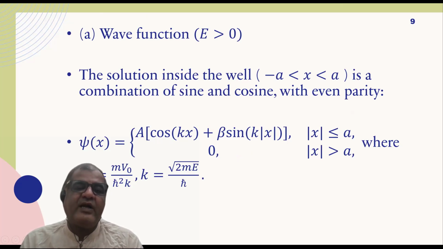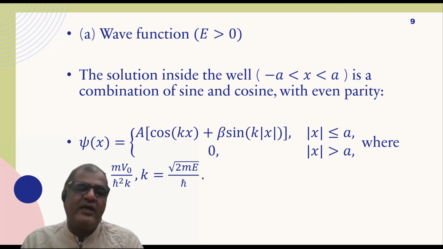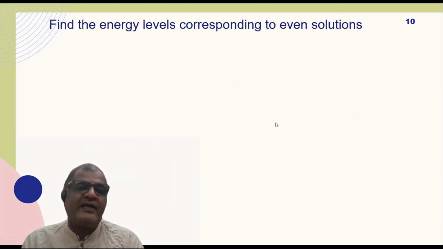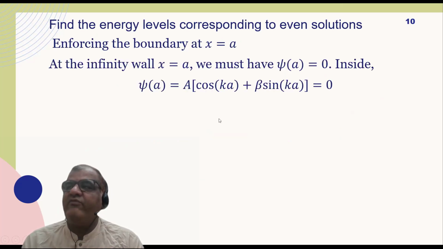Now I want to find the energies. In order to find the energies, I can use either the continuity of the wave function at x equal to minus a, or at x equal to a. Accordingly I will use this wave function. So now I'm using x equal to a. I can use the wave function to the right of the delta function, and psi(a) should be 0 because there are rigid walls.